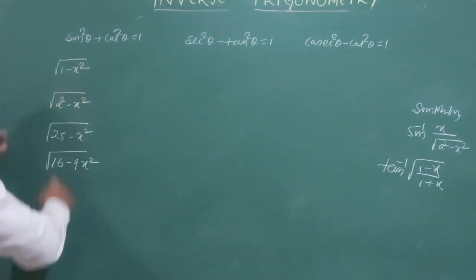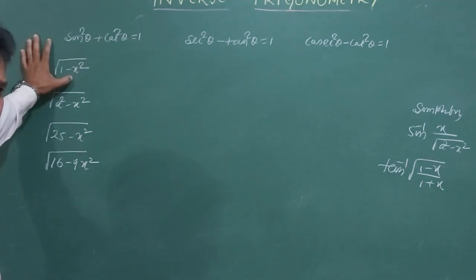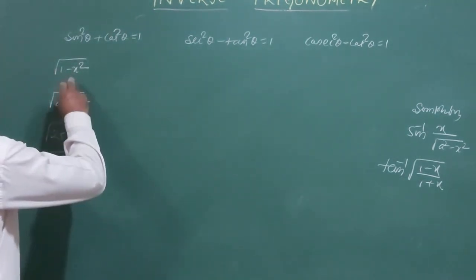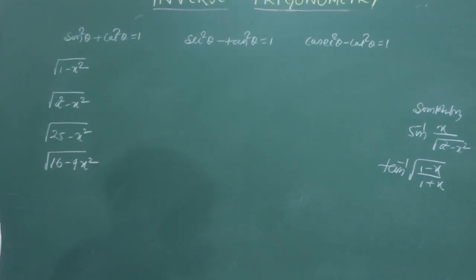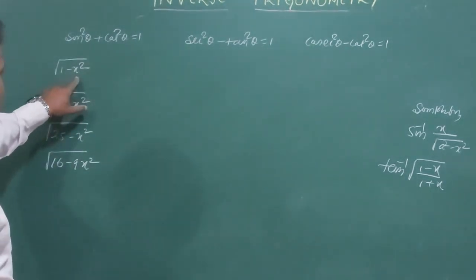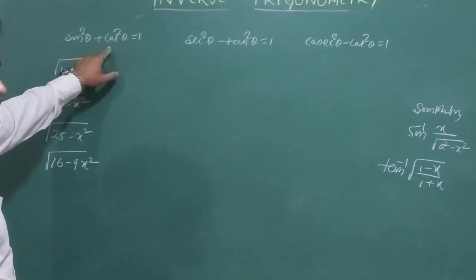1 minus x square. So what must I replace here instead of x, so that the square root is removed and I get a positive value, with no imaginary answers? I cannot take tan theta, as 1 minus tan square theta has no formula. I cannot take sec square theta either. What will I assume? Either sin theta or cos theta. 1 minus sin square theta, 1 minus cos square theta. That formula is applicable here.